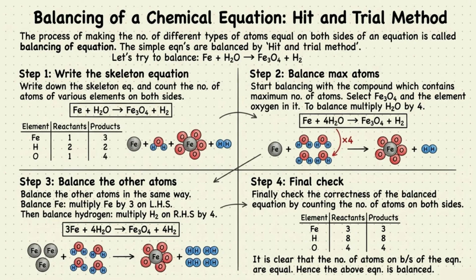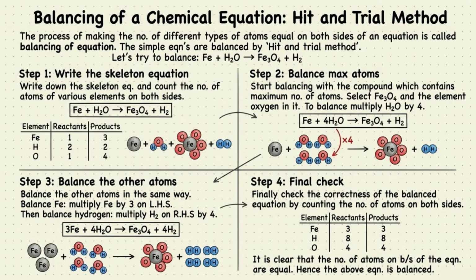Step 2. Here is the secret trick. Always start balancing with a compound which contains the maximum number of atoms. In this equation, that is the product Fe3O4. Right. Specifically, let's target the element oxygen within it. To balance the 4 oxygen atoms on the right side, we must multiply the water, the H2O, on the left side by 4. So the equation updates to Fe plus 4H2O yields Fe3O4 plus H2.